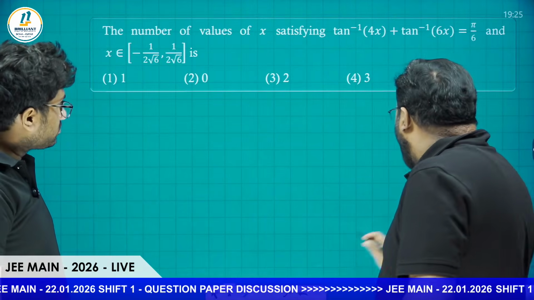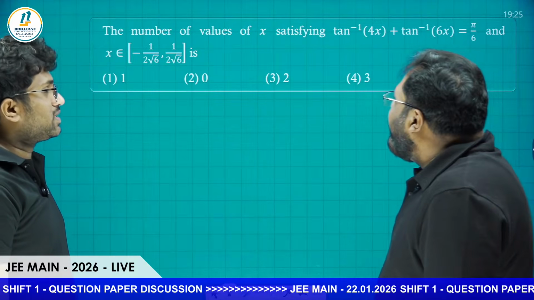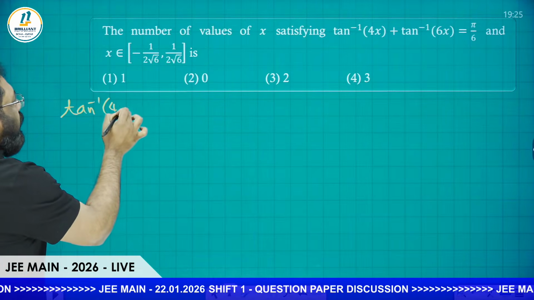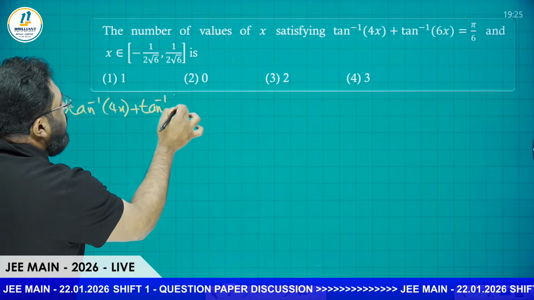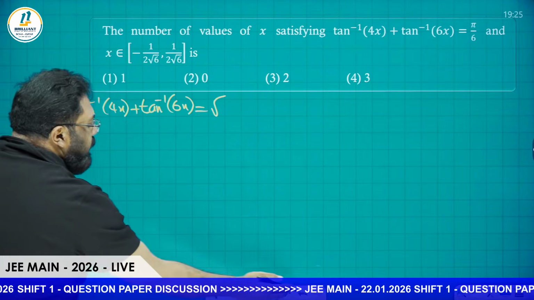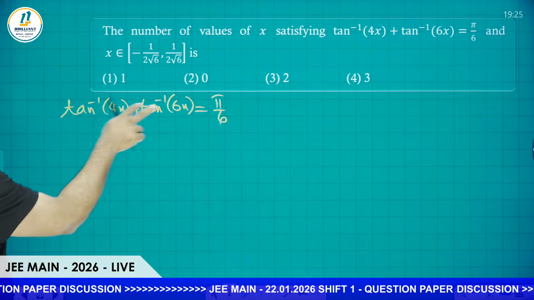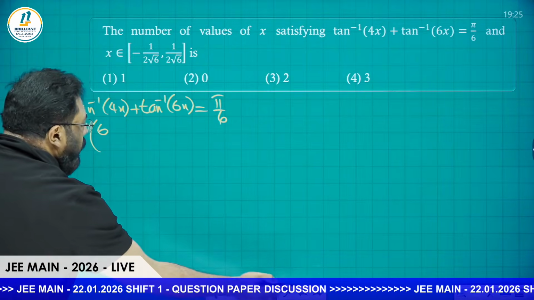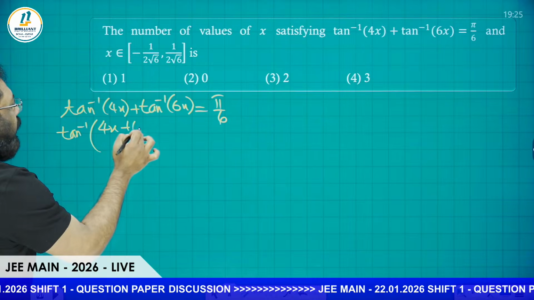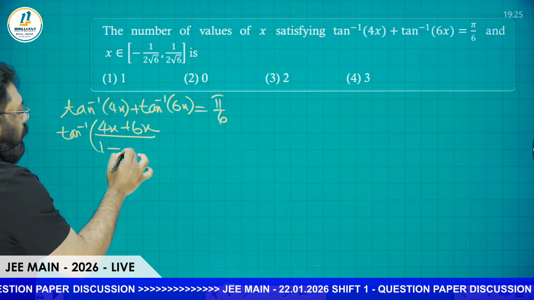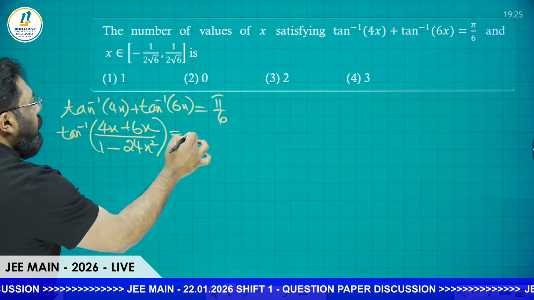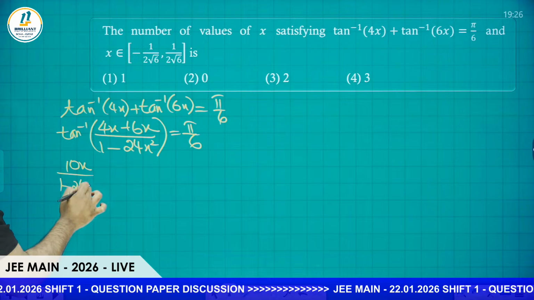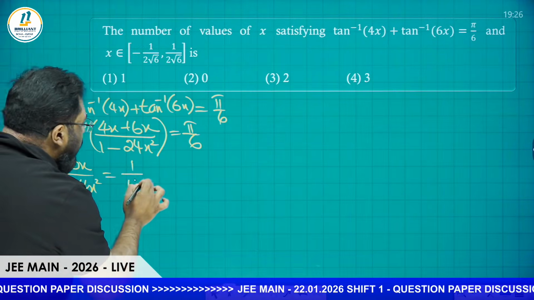This is also again a very, very important direct formula only. Tan inverse x plus tan inverse y. So if you take tan inverse 4x plus tan inverse 6x is equal to pi by 6. So this is tan inverse A plus tan inverse B, tan inverse of A plus B divided by 1 minus AB. A into B, which is 24 x square, is equal to pi by 6. Tan of pi by 6 is 1 by root 3. So it is 10x by 1 minus 24x squared is equal to 1 by root 3.